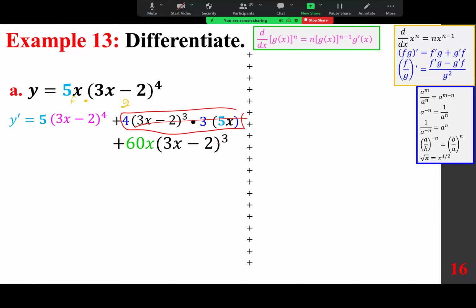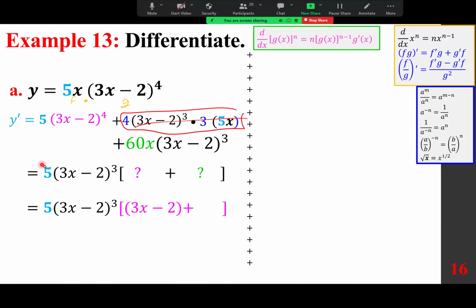We're going to take a common factor between 5 and 60. 5 is in common, and this one with the exponent smaller of the two, 5 times 3x minus 2 cubed. Divide this one by this one, everything goes away except 3x minus 2. And divide this one by this one, everything goes away except 12x. So the first one gives you 3x minus 2, and the second one gives you 12x. Combine the two, 15x, and you're done.